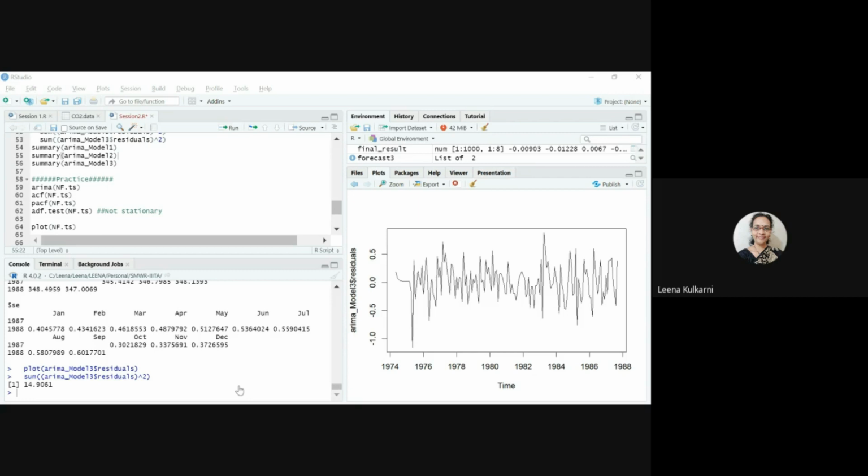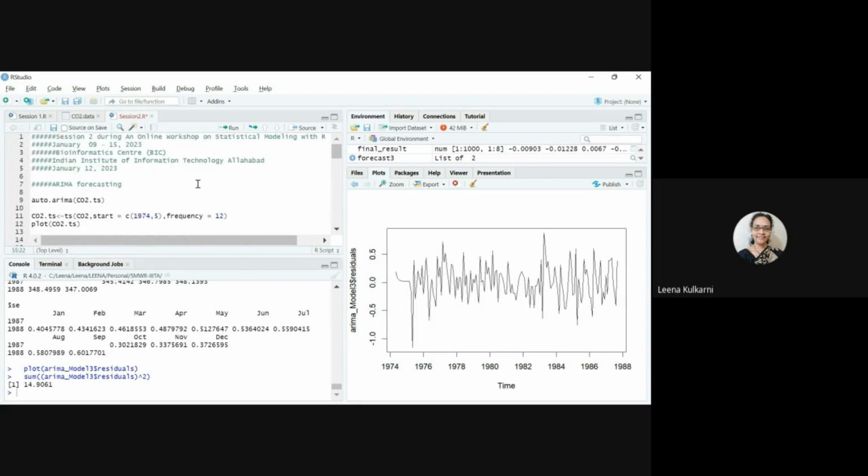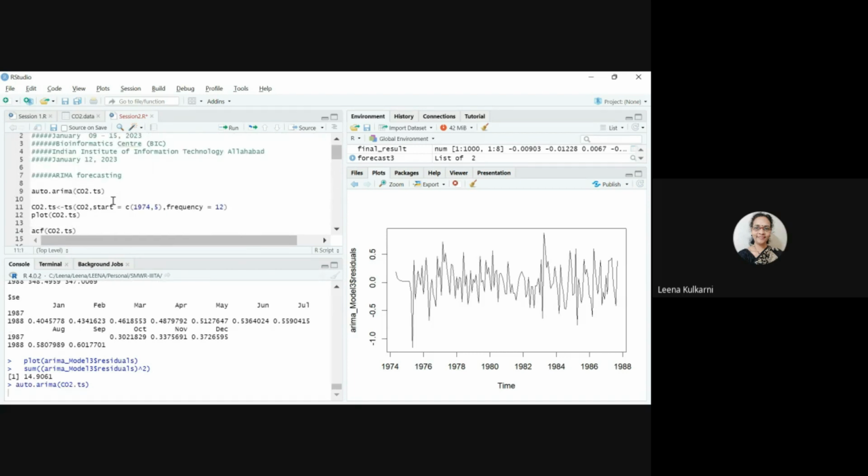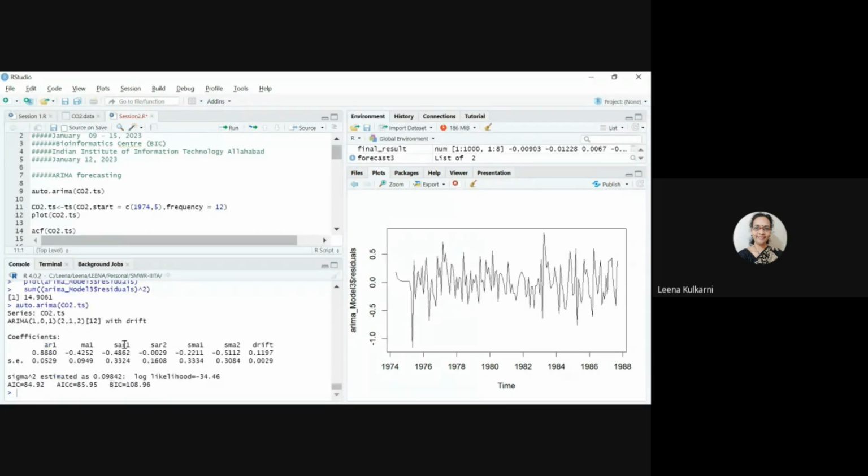And if we directly use this function auto.arima, it will take a few seconds to figure out which is the best model, and you can see the best model given by the auto.arima function. So the series is the CO2 series, and it is not using non-seasonal differencing, but it is using first order seasonal differencing, and the orders p and q are 1 and 1. P dash is 2, Q dash is 4. So a total of 6 parameters are estimated.